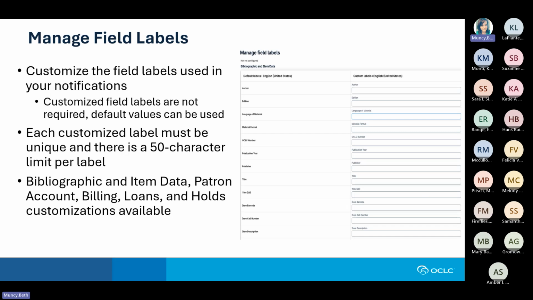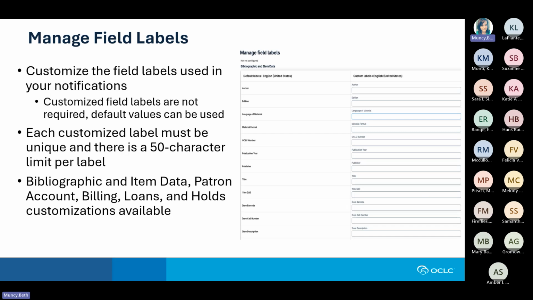You also have the ability to manage field labels. So instead of just going by the field labels that we have provided, you can also give some custom labels or change some of those names. So it may not be necessary. Author is author. That might not be one that you want to change unless you want to change author to creator, and you're absolutely able to do that. These custom fields are not required. We can just rely on the defaults that are available. So author, edition, title, those types of things, item barcode. Or you can customize one or all of these different labels if you'd like.